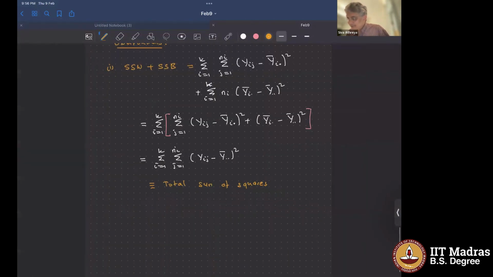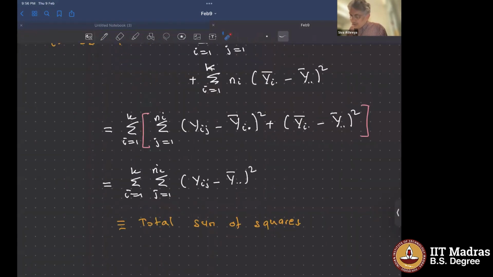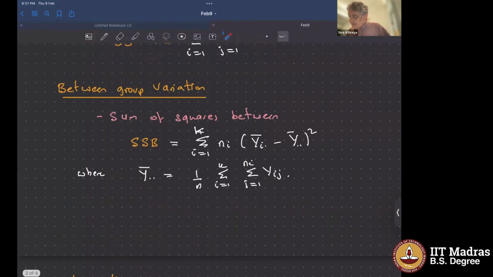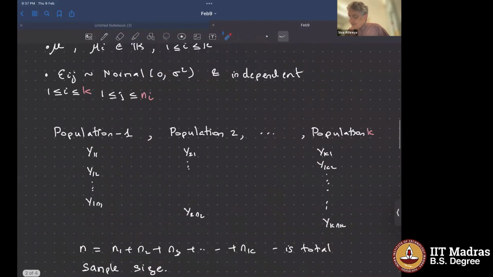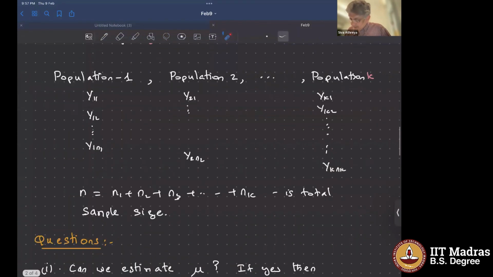So in some sense, we have divided the sum of squares into within and between. If you add them up, you should get the total sum of squares. One observation, I don't know if you have seen this in statistics: the epsilon ij's are all independent here in the first line, and so the y's are all independent variables.